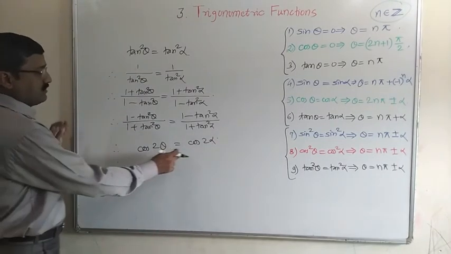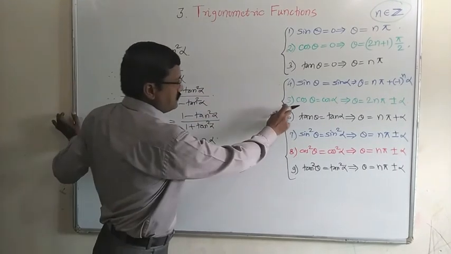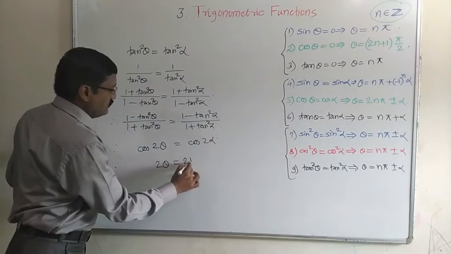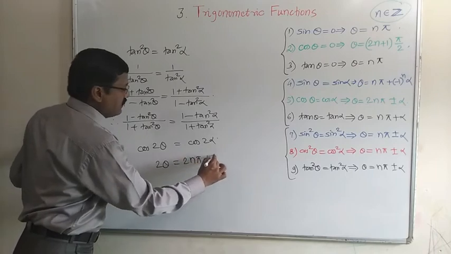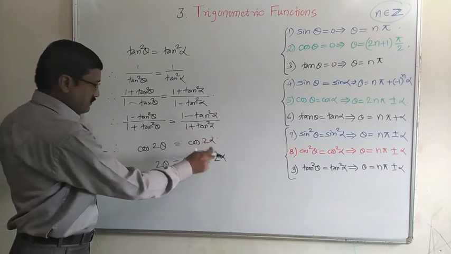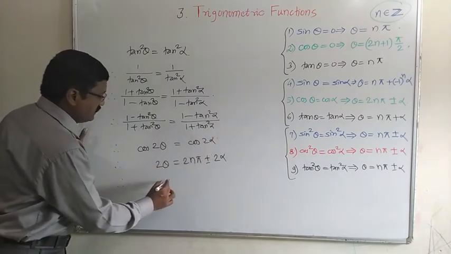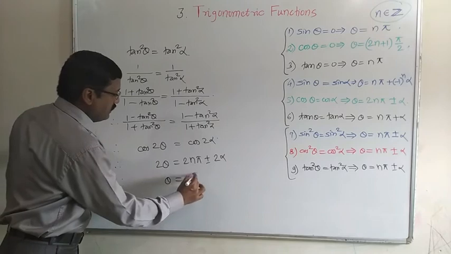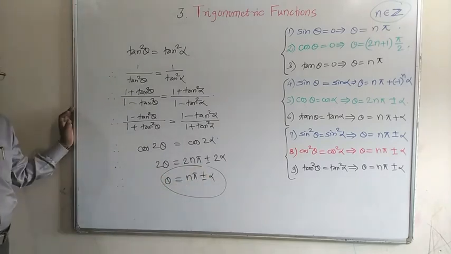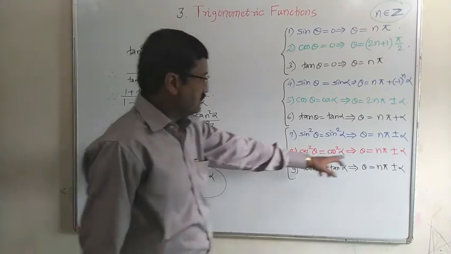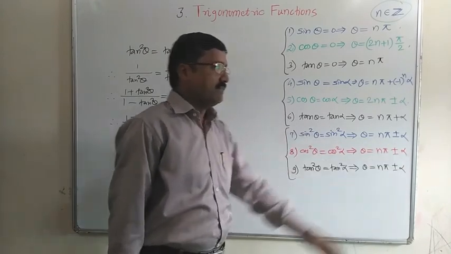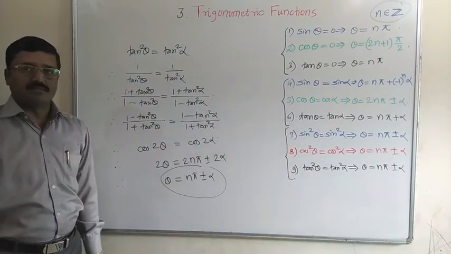So we get the same equation as we got in these two cases. Therefore cos 2 theta equal to cos 2 alpha implies, using this formula number 5, that 2 theta is equal to 2n pi plus minus 2 alpha. Cancelling 2, we get theta is equal to n pi plus minus alpha. That is the same result. So in these three cases we get the same result, theta equal to n pi plus minus alpha. So whenever square is given, we will remember the single formula, that is n pi plus minus alpha.